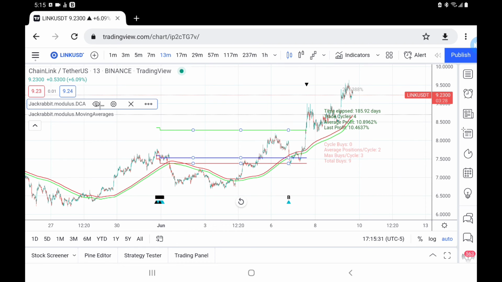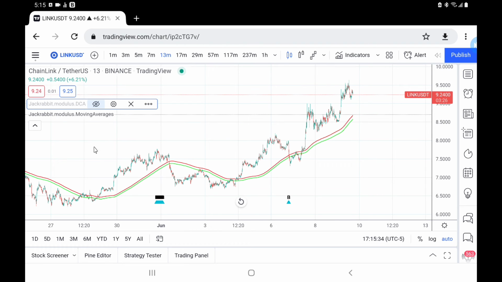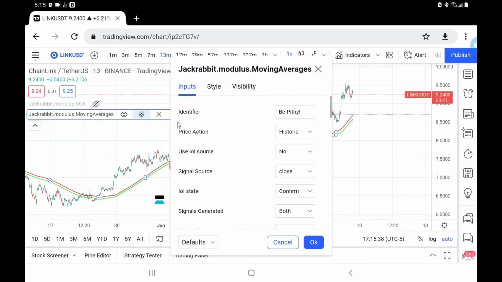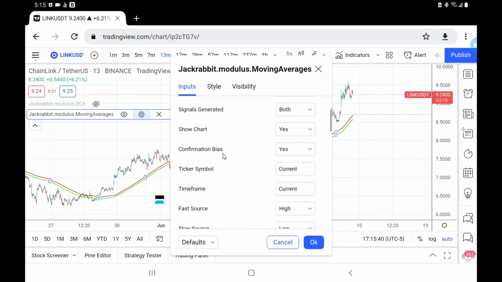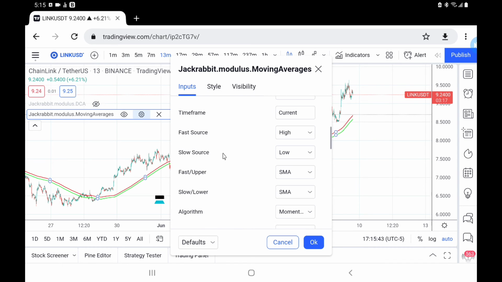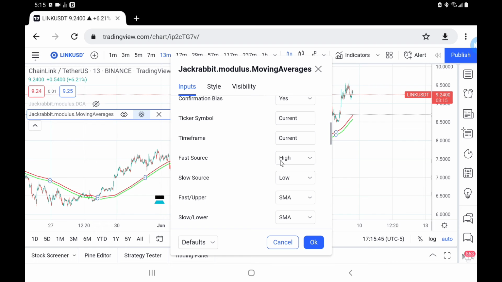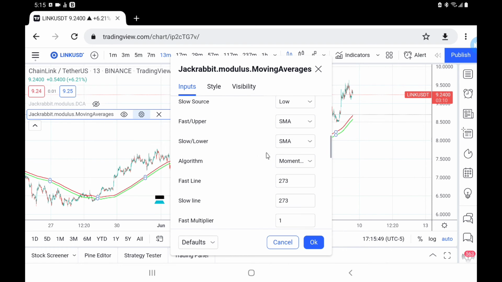The momentum itself is a very simple approach. As I said, I'm using confirmation bias or two indicators. The first one at the current time frame, using a split channel high-low. I'm using just a simple moving average. Nothing spectacular here. And I've got a length of 273. A little longer than normal because I'm looking at a longer term trend.